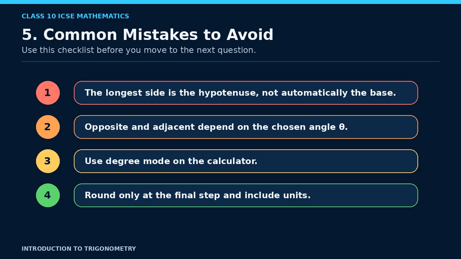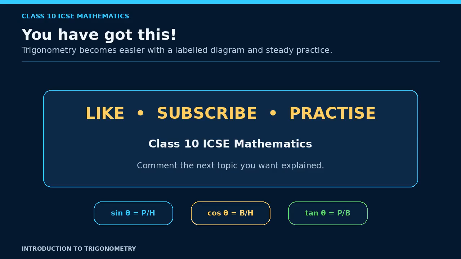Today we learned that trigonometry connects the sides and angles of a right angle triangle. Sine is perpendicular over hypotenuse, cosine is base over hypotenuse, tangent is perpendicular over base. We also solved 3 examples using sine, 3 using cosine and 3 using tangent. The most reliable method is simple. Mark the angle, label the sides, select the ratio, substitute carefully and check whether the result makes sense.